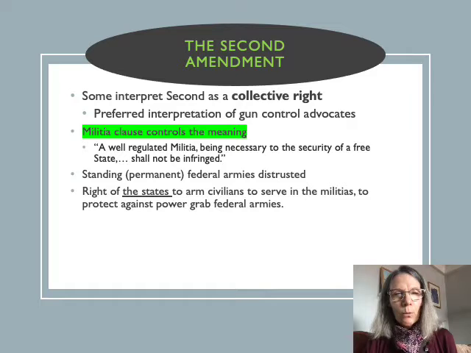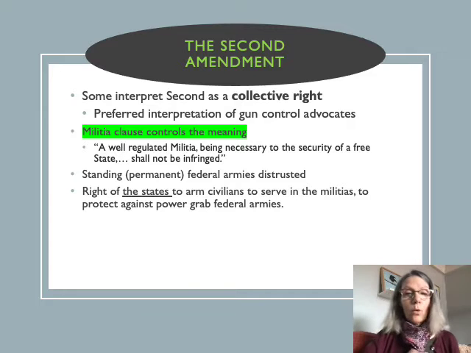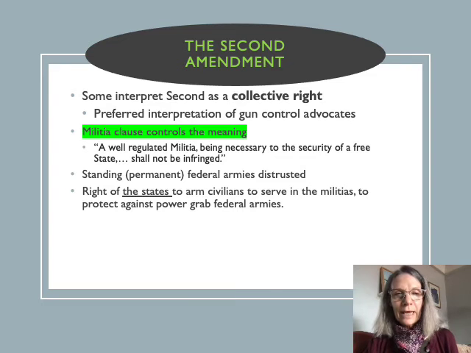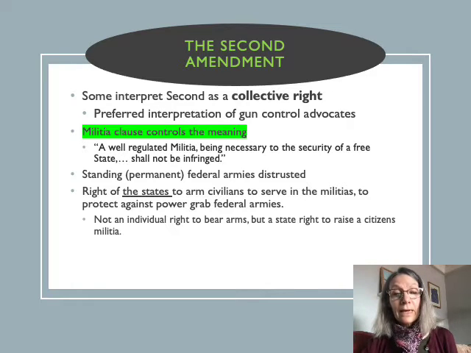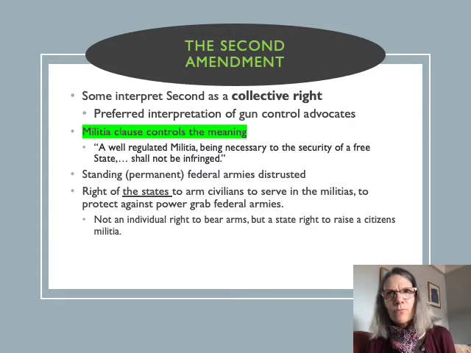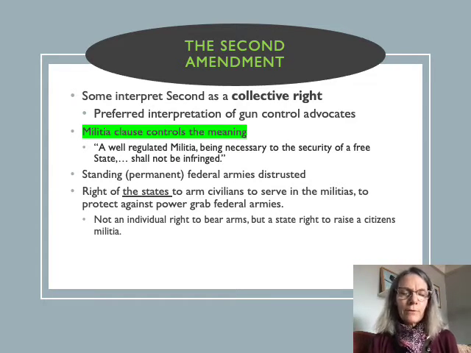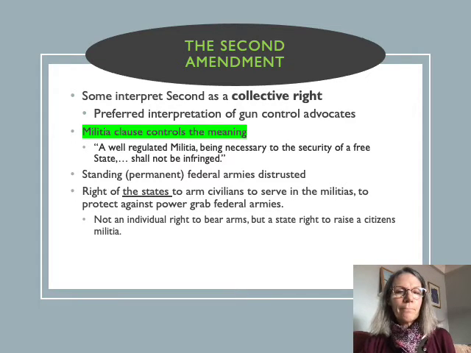And so when you see that word militia, it's basically the ability for a state to arm their citizens, not to protect themselves individually, but to participate in the militia. And that militia is necessary in case there's ever a power grab by the federal government, by the permanent standing armies that they can now create. So from this perspective, this isn't an individual right to bear arms, but a state's right to raise a citizen militia.